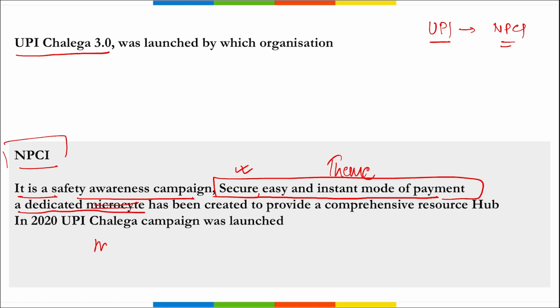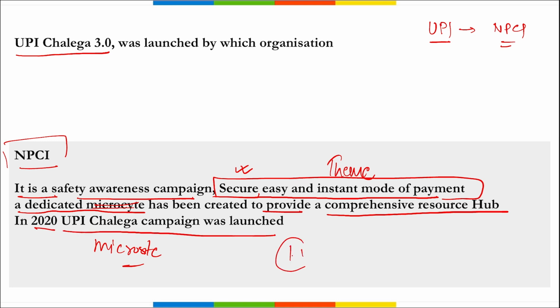Then this is a dedicated microsite, right? And it has been created to provide a comprehensive resource hub. In 2020, the UPI Chalega campaign was launched. That is, the first edition was launched in 2020, and now in 2023 the third edition of it was launched.